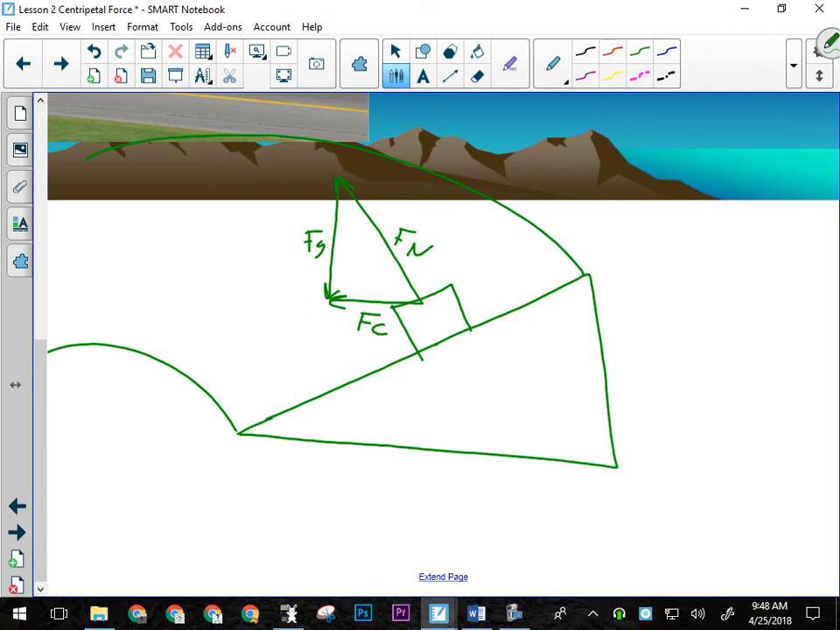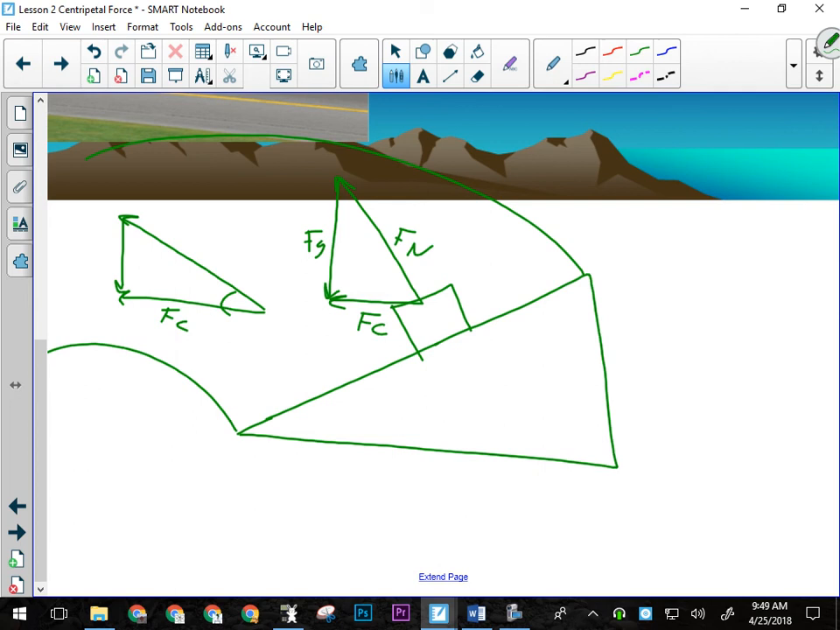All right, so the steeper we bank this, if I make this bank steeper and steeper and steeper, this triangle alters. And FC gets bigger the more I bank the corner. Everybody kind of follow me there? The more I bank the corner, the bigger FC will get.